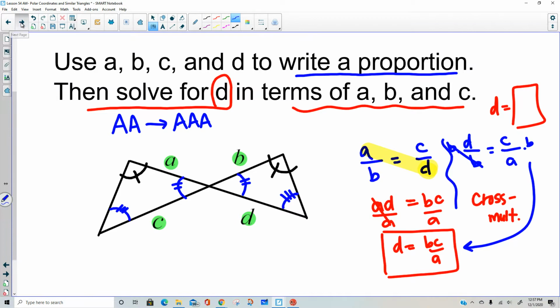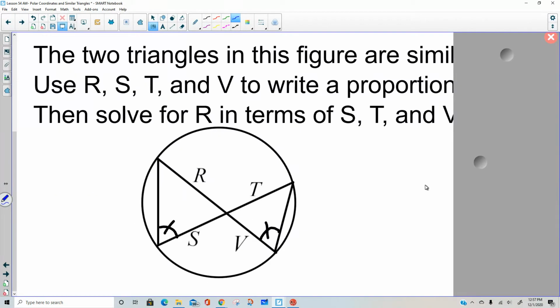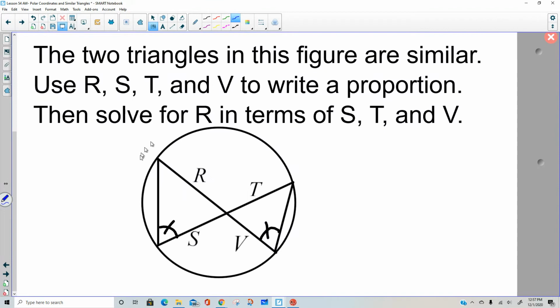Let me show you what it's going to look like in your book. This is what they're going to look like. They're going to stick that set of similar triangles inside of a circle. So just don't be thrown off by that. It's the same type of problem where they're going to ask you to use the 4 variables to write a proportion and then solve for one of the letters in terms of the others. When it says in terms of S, T, and B, it just means R is going to be on one side of the equation, and then all the others are going to be on the other side. And that's all that means.